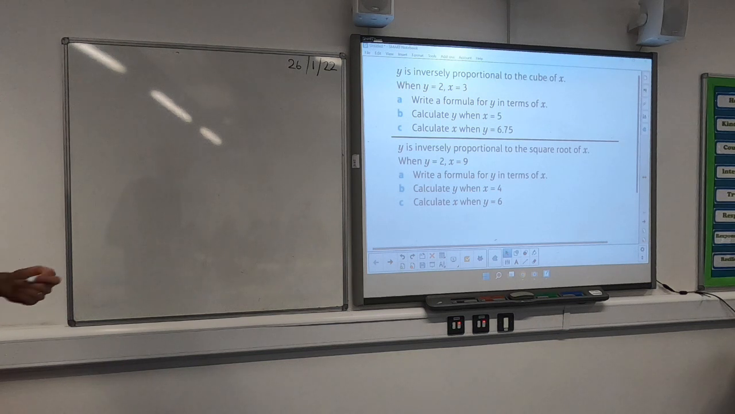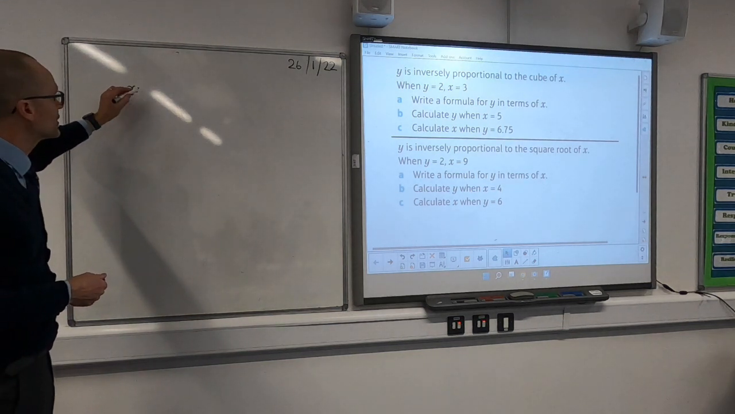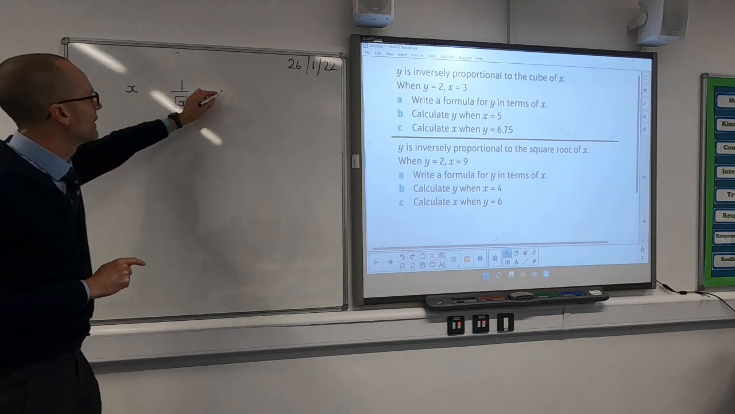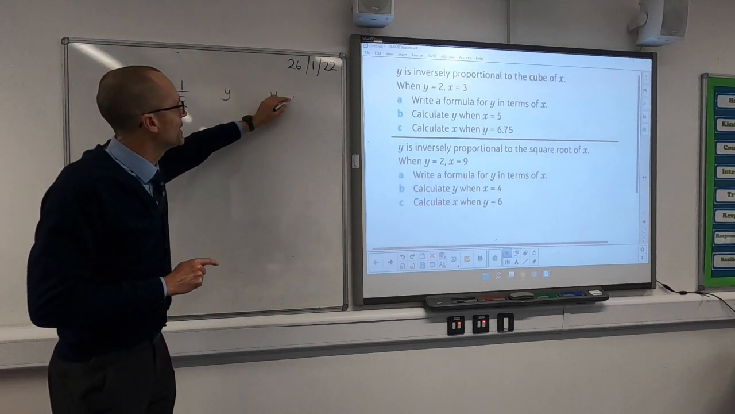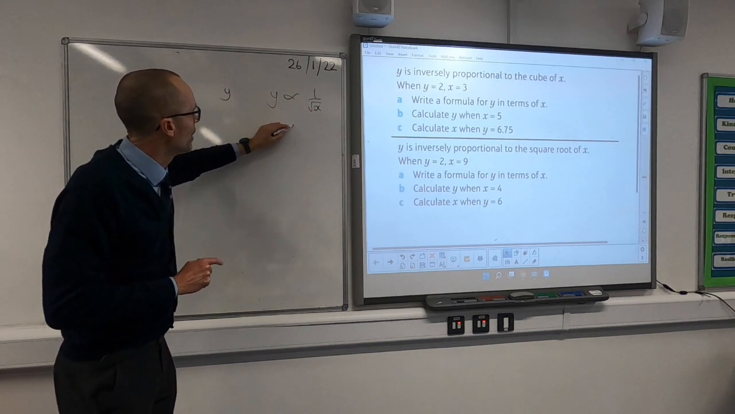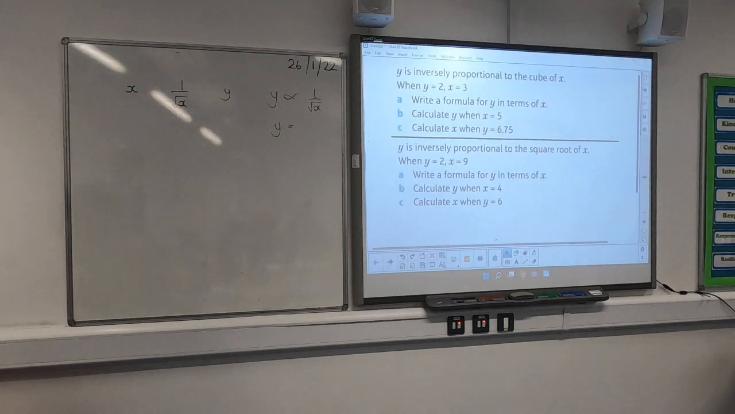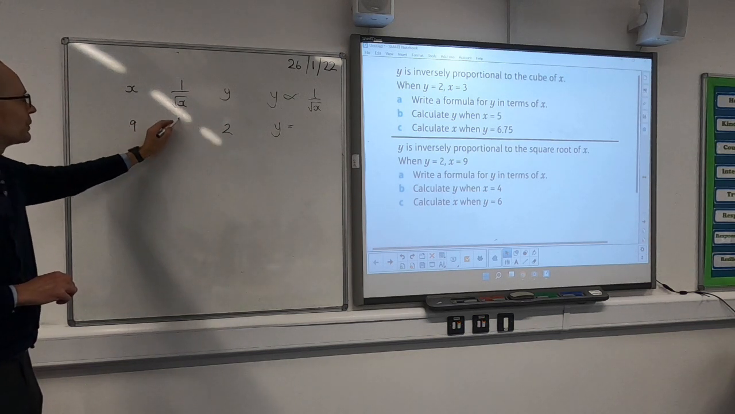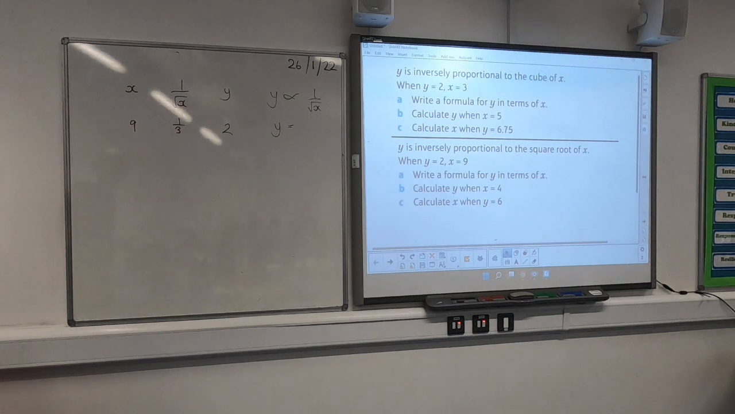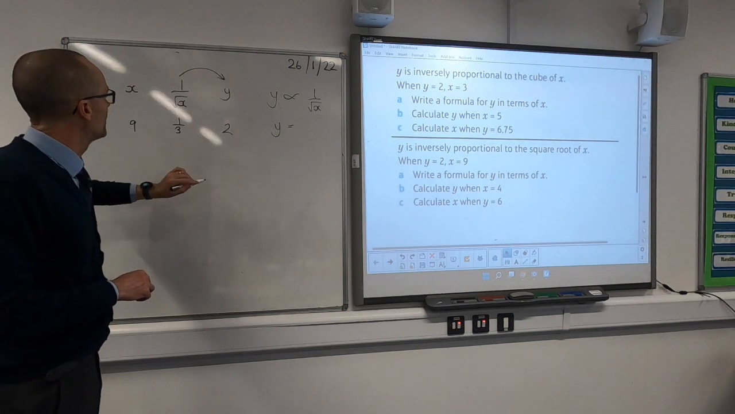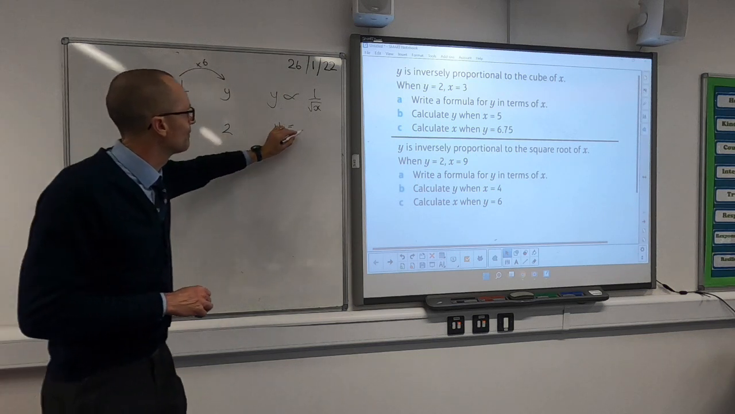With the last one, y is inversely proportional to the square root of x. So inversely, so it's 1 over, square root, so it looks like that. Our proportionality statement would look like this. And in a minute we're going to write a formula with the multiplier. So when x is 9, y is 2. 1 over the square root of that is a third. After divided by before, 2 divided by 1/3 is 6.